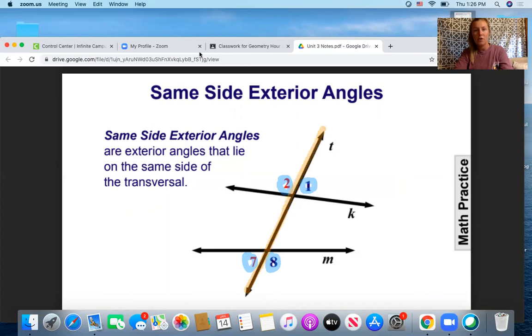Okay. So if we were to look at this, we have 2 and 7. Oh, I guess that one got 2 arrows. Sorry, guys. And then we also have 1 and 8 because they're on the same side of the transversal and they're both exterior. For me, this is the hardest one to mentally look at and get. So questions on this?